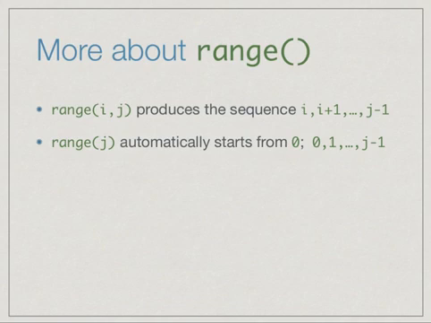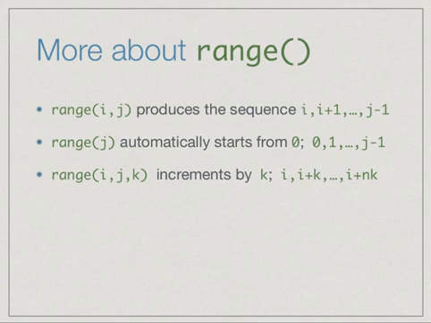This is like a slice where if we don't write the first argument of a slice, if we write for instance L colon n, then it will run from 0 to n minus 1. So in the same way, if we just write range j, automatically we will get 0, 1 up to j minus 1.